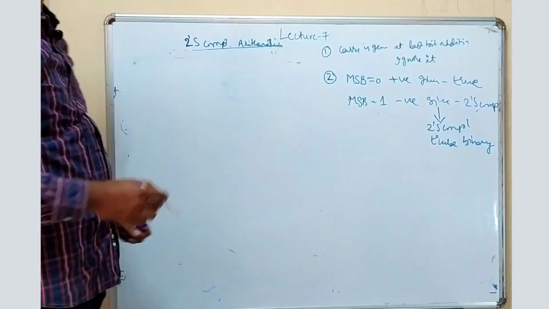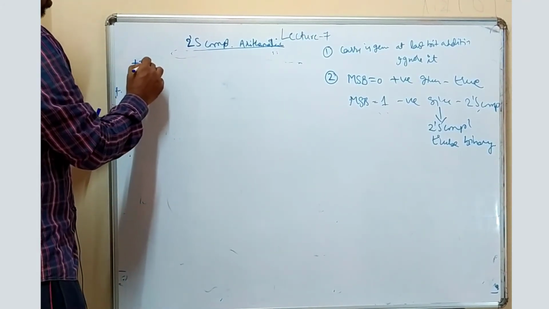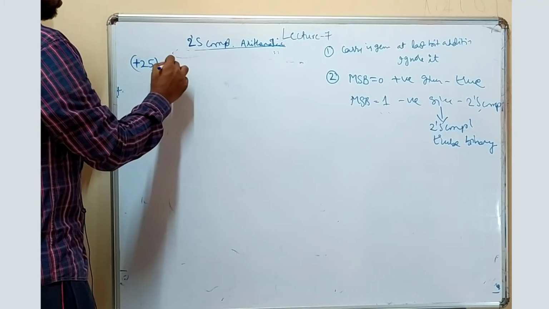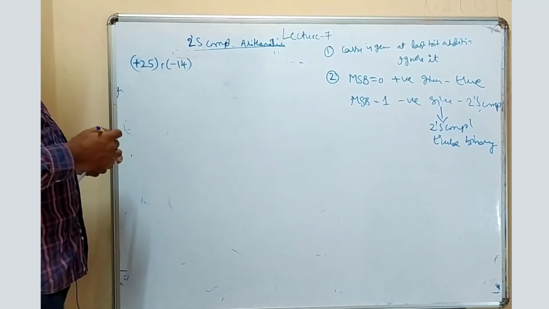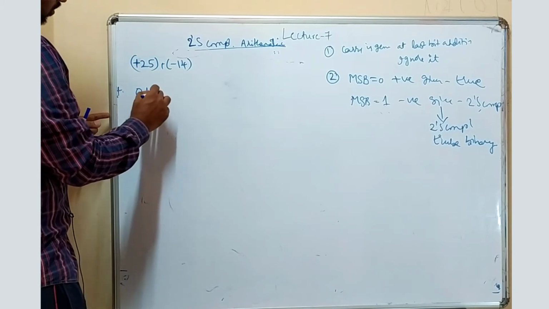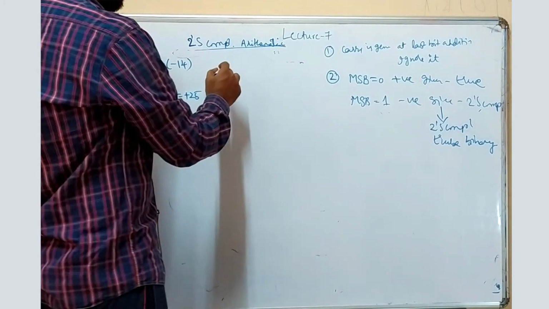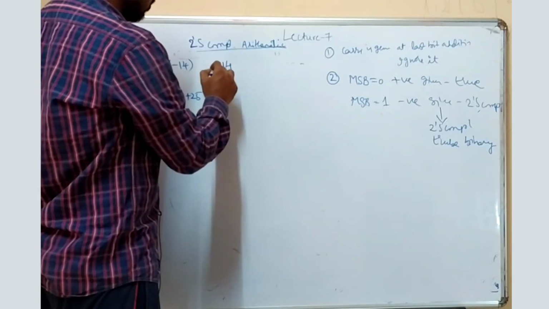Now let's take a simple example by considering all these rules. Let's take the same example: plus 25 plus minus 14. Plus 25 will be 0, 1, 1, 0, 0, 1. This will be plus 25. Now we'll take the minus 14.